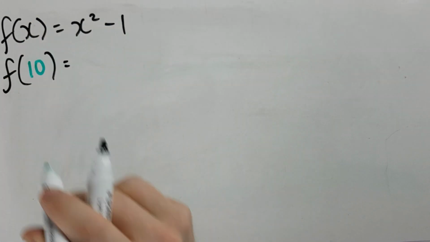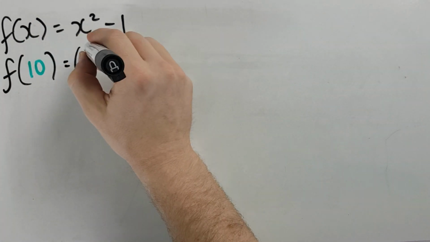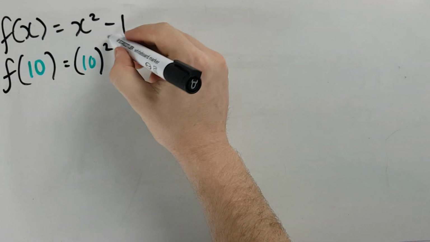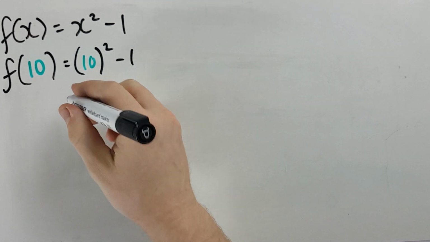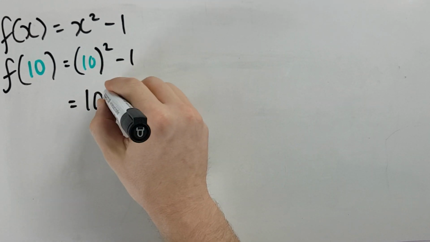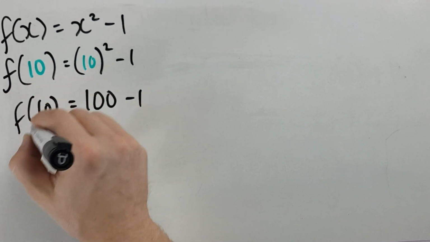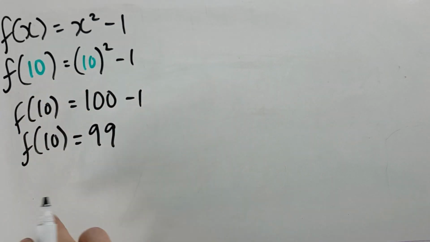And if we do it here, we have to do it here as well. So we're going to replace this x also with the number 10. Let's not forget our minus 1, so it's 10 squared minus 1. That becomes 100 minus 1, which is 99. Now, we don't change anything on the left, because that is saying, what is the function when you input 10?